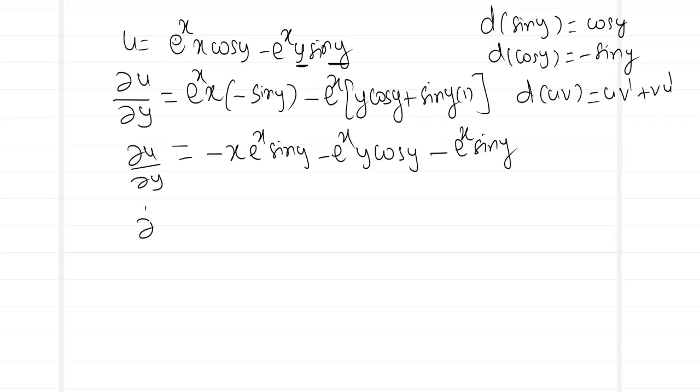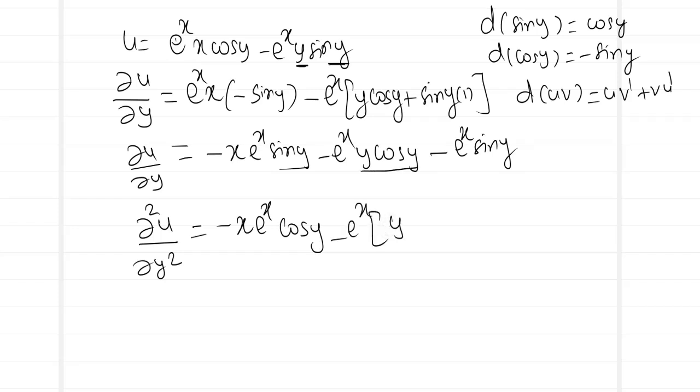I will go for my second derivative, dou square u divided by dou y square. So when I differentiate it one more time with respect to y, minus x e power x is a constant. Sin y on differentiation gives me cos y. The next term, minus e power x. Two terms are there. So you go for the product rule. Keep y as such. Cos y on differentiation gives you minus sin y. Plus cos y you keep as such. y on differentiation is going to be 1.